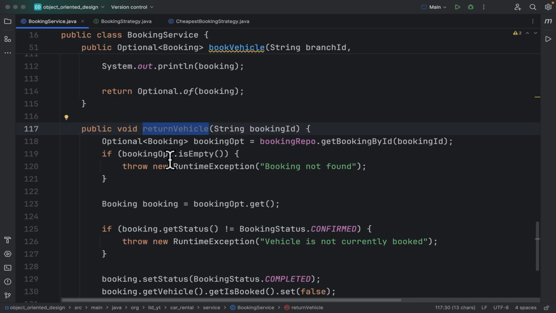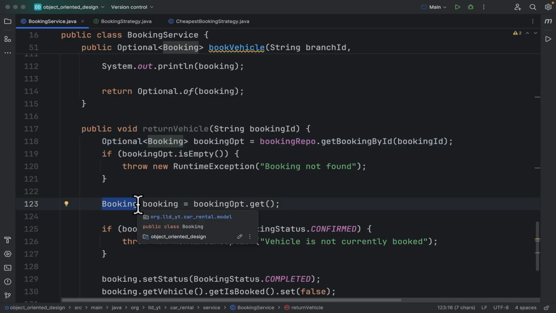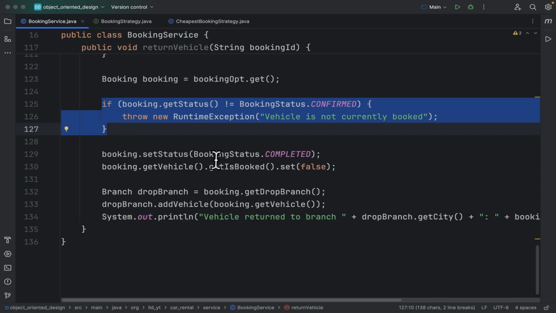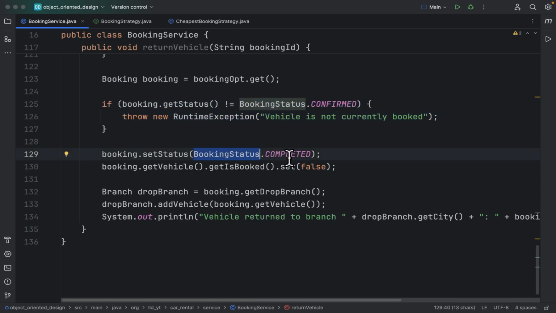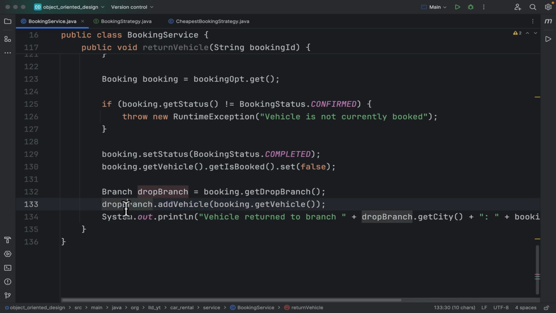In this function, we would be returning the vehicle to the drop location. So first we have the booking ID as the input. So I will get the actual booking object from the booking ID using the booking repository. So this is that booking object that we got, and I'm doing some checks. After that, I'm trying to convert the status to completed, signifying that the booking is now completed. And I am making the is booked variable, which was atomic, false. And finally, I am adding the vehicle into the drop location.